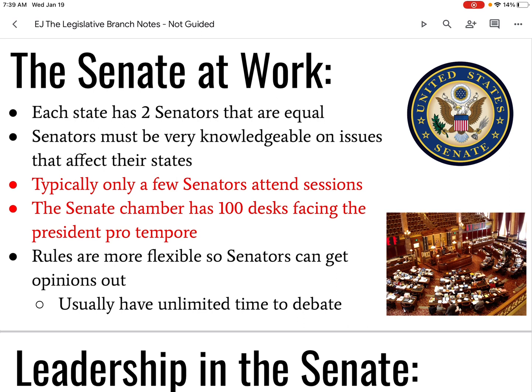Typically, only a few senators attend the session. And the way the Senate is set up, if you look at this photo down below, there's 100 desks facing the front of the room, which is where the head of the Senate, which is called the Senate pro tempore, sits. Okay? In the Senate, they're a lot less structured than the House of Representatives. They got a lot of time to debate, a lot of time to talk. There's a lot less members, so they can do that.